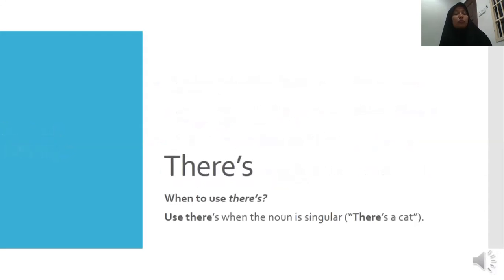So firstly, Madam will explain to you on how to use there's. There's, the short form for there is, is used when the noun is singular. Meaning that when you have one object, like a cat, you just have one cat, right? So you use there's. For example, there's a cat. Notice that, like I said before, you only have one cat. So you have to use there's.